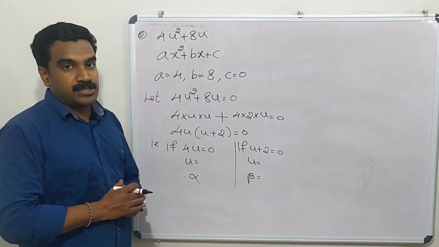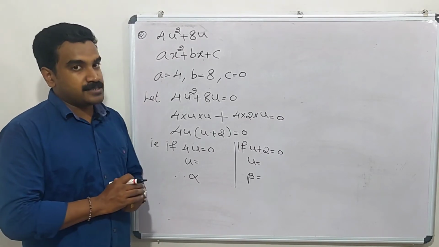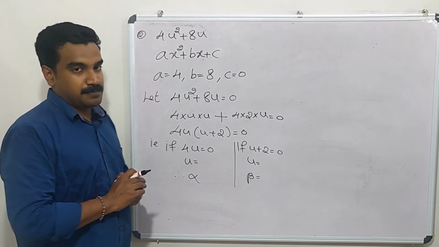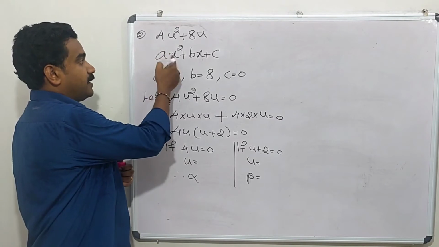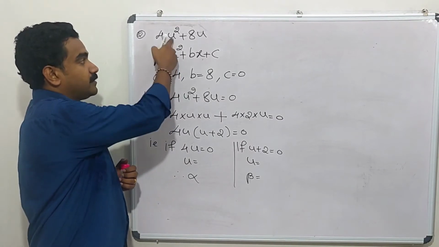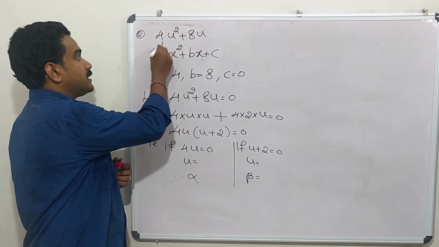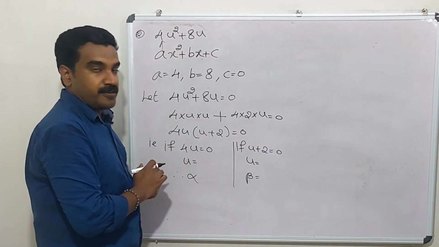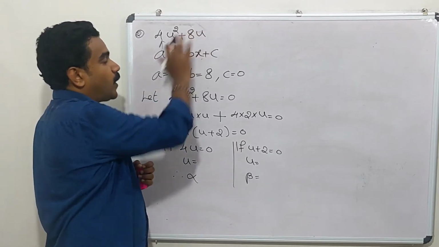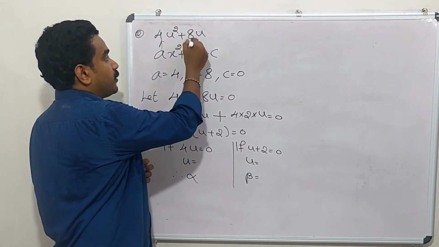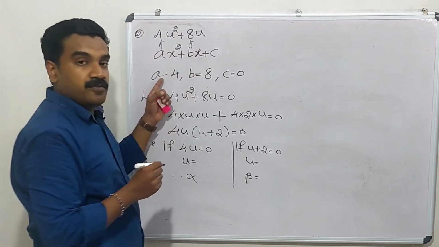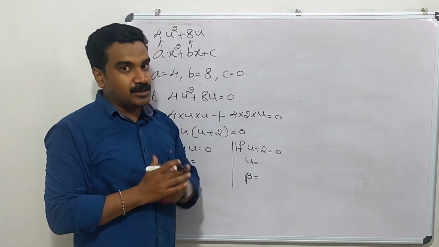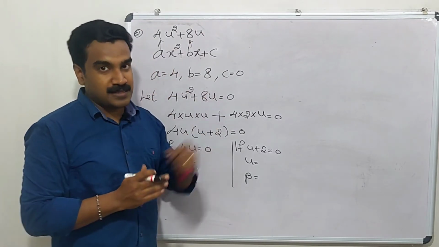4u square plus 8u. First you want to compare with the standard general form of the quadratic polynomial ax square plus bx plus c. Here what is a? A is in front of the x square, here the u square, no problem. So you can write a equal to 4. Then what is b? B is the coefficient of x. Here the polynomial is in u, so in front of the u, b equal to 8. C, no constant term here, so c equal to 0. So a equal to 4, b equal to 8 and c equal to 0.